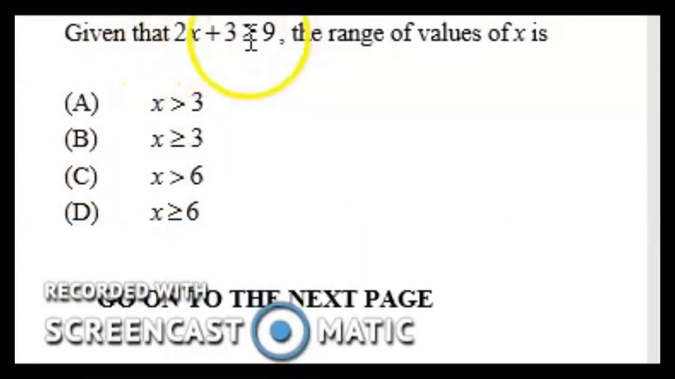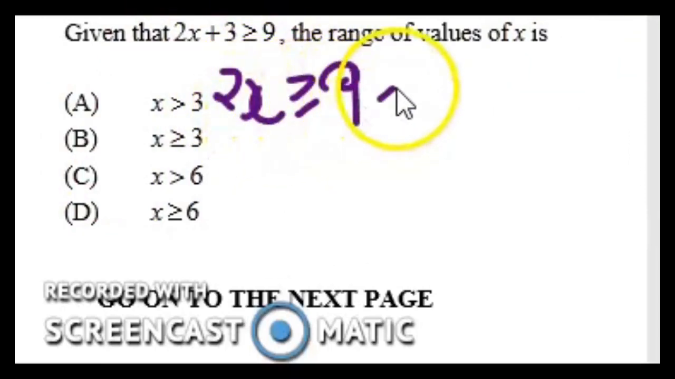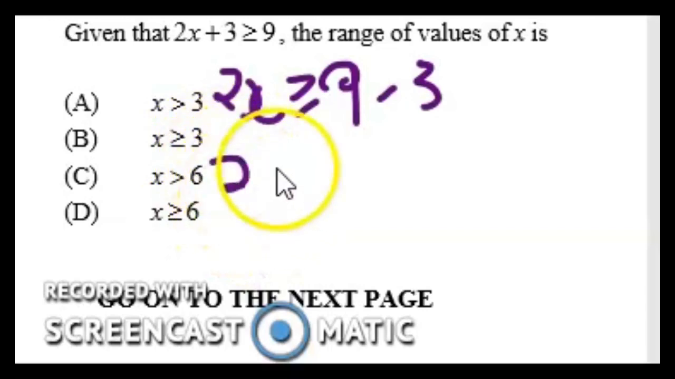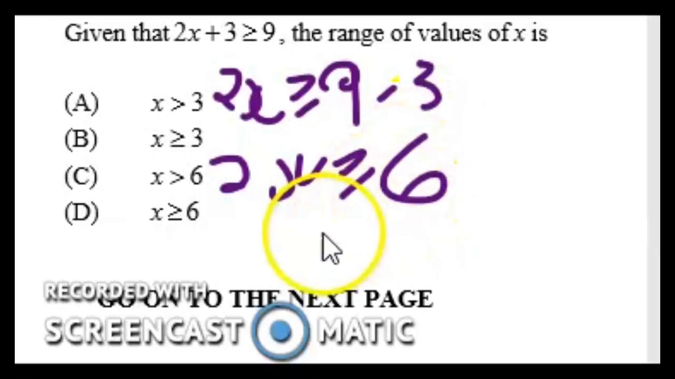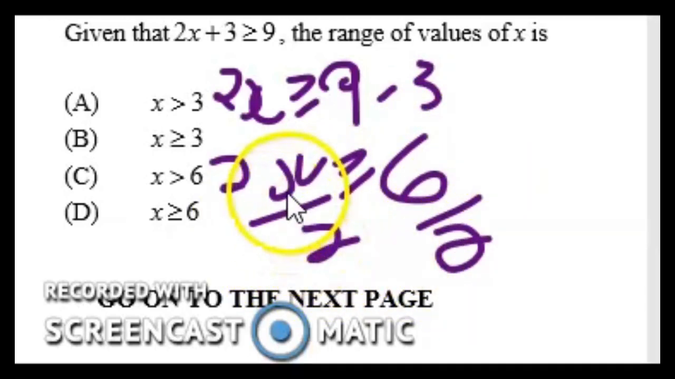This is an inequality question. 2x plus 3 greater than or equal to 9. So we're supposed to find the range of the values of x. So here we have 2x, so we can say 2x is 9 minus 3, and we say 3 from 9, so it would be 2x is 6, divided by 2, divided by 2. So our answer would have been x greater than or equal to positive 3.